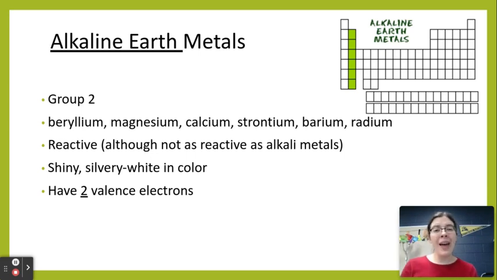So this is all of group 2 or column 2, so beryllium all the way down to radium. These elements are reactive, but not as reactive as the alkali metals. They tend to be shiny, kind of silvery white in color, and they all have 2 valence electrons.